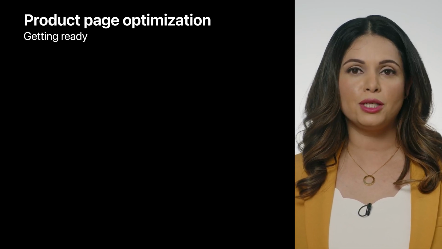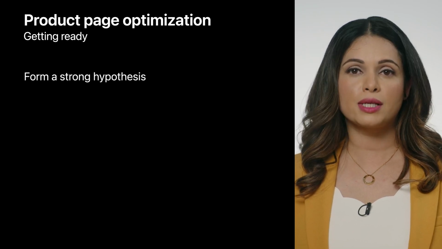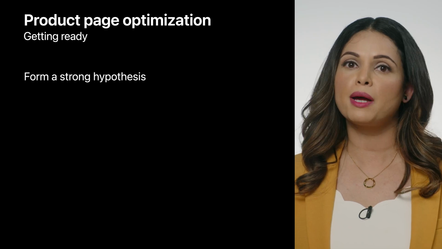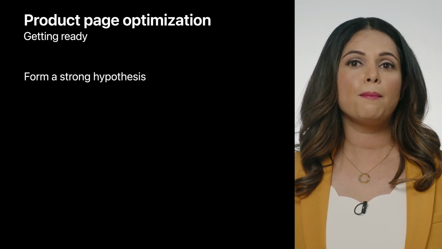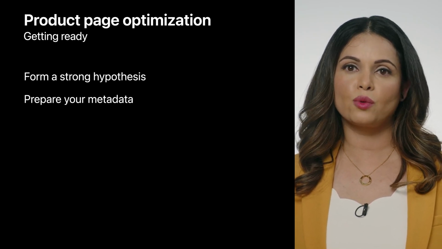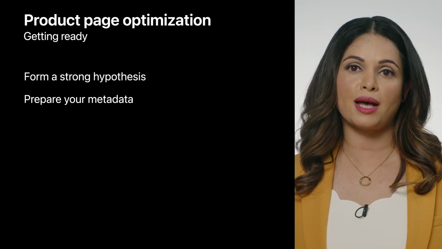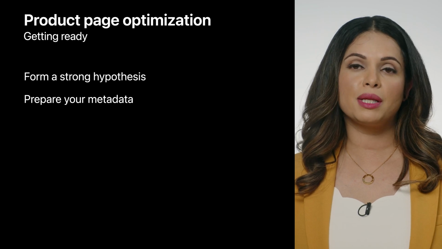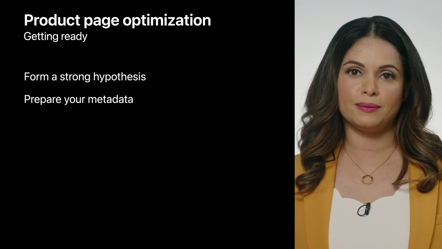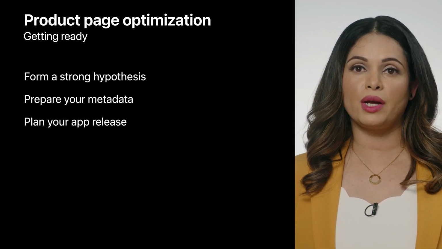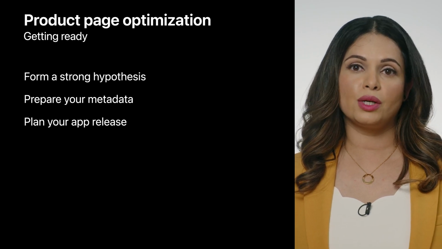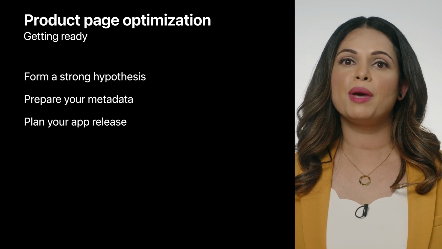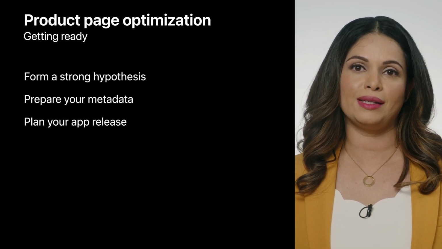Before running a test, make sure to form a strong hypothesis. For example, you may predict that changing your app icon to a different style will drive better conversion in certain locales. Make sure to have all the necessary videos and screenshots ready to go when setting up your test. They will be reviewed by App Review before your test can begin, but you can submit them without creating a new app version. And remember, to test a variation of your app icon, you'll need to include the icon assets in the binary of your app version that is currently live. So make sure to prepare your app releases accordingly.